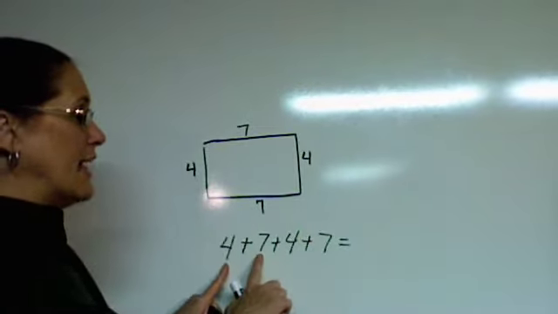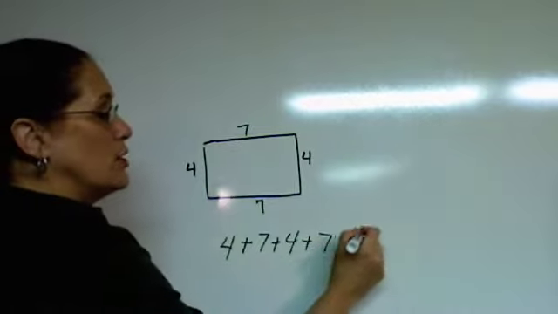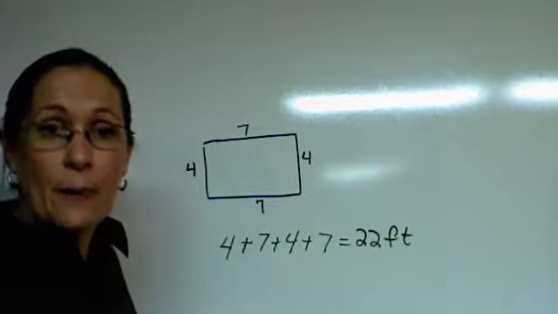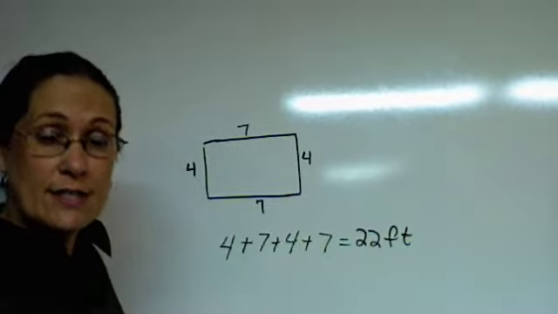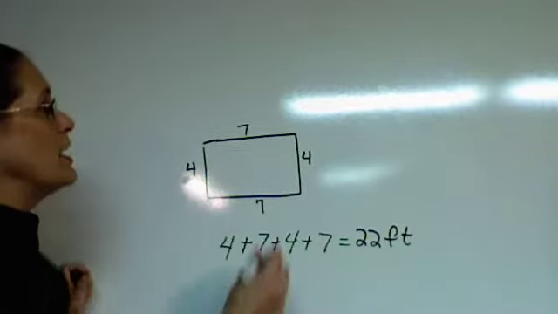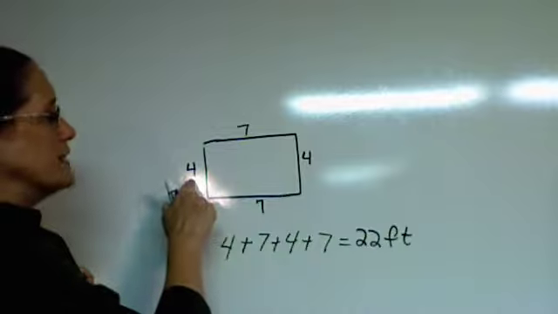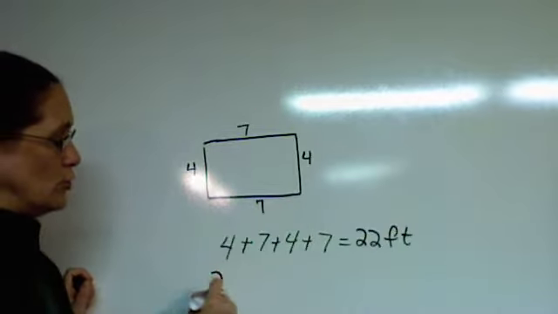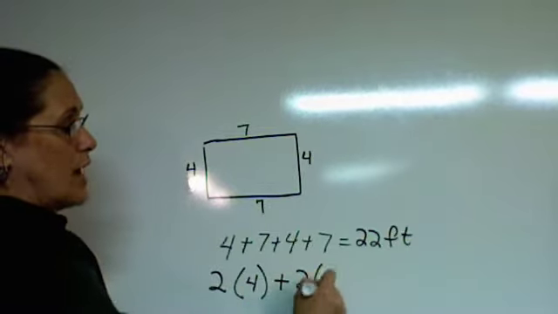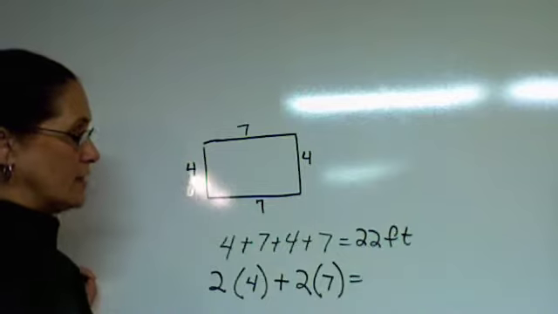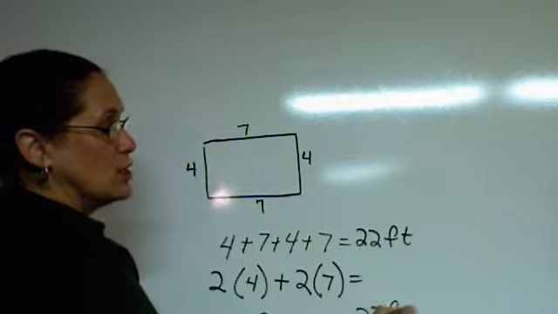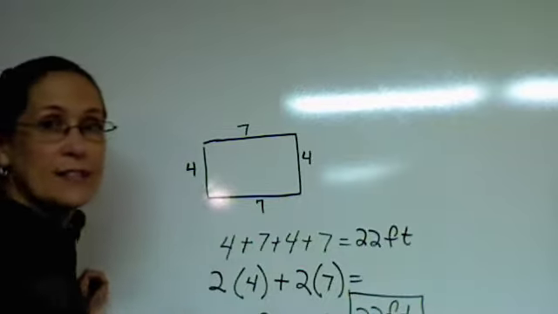4 plus 7 is 11. 11 and 11 is 22. I would need 22 feet of fence to put up around here. Now there's a little bit faster way to do this. You know that the opposite sides have the same length. We could say that we had 2 times the 4-foot length, and we were going to add that to 2 times the 7-foot length. That would still give us 8 plus 14. That would still give us 22 feet. I would have still gotten the same answer.